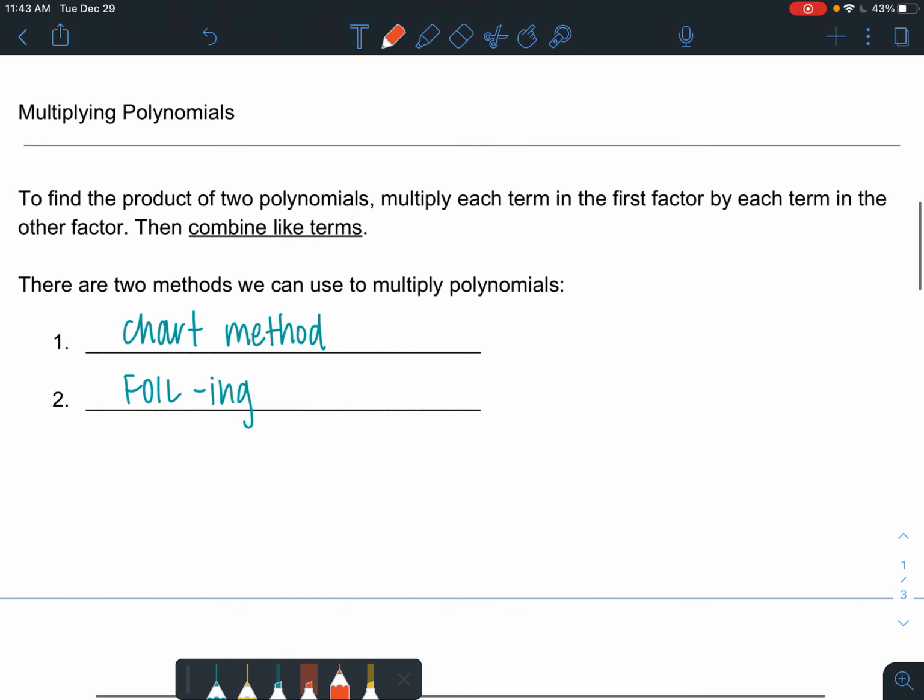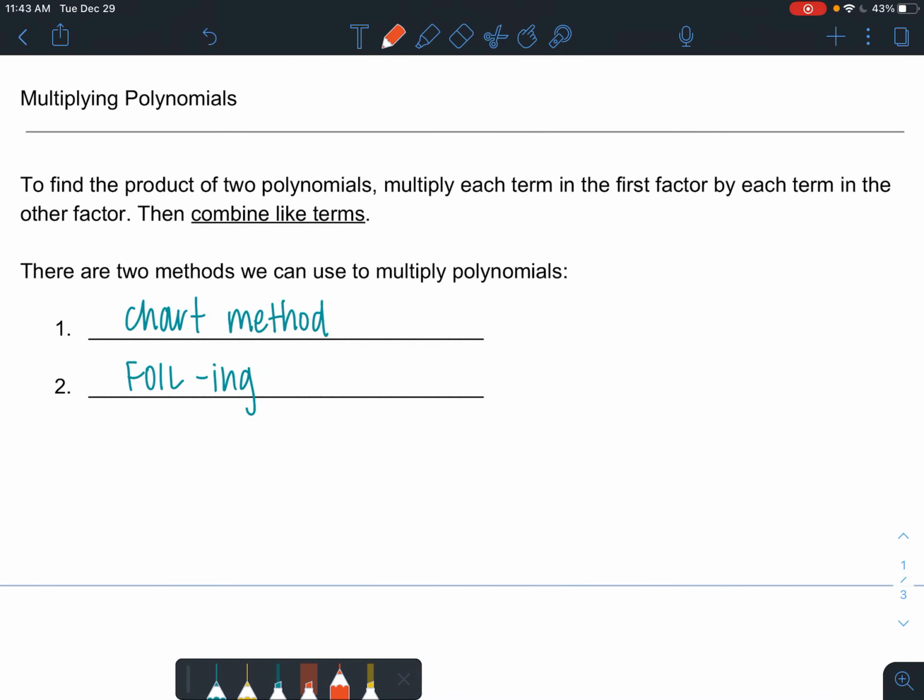All right, continuing on, when we multiply polynomials and we have two polynomials or more, we want to find the product of two polynomials by multiplying each term in the first factor by each term in the other factor, then combine like terms. The chart method I think is good for larger polynomials. But the FOIL method is probably the most popular method.